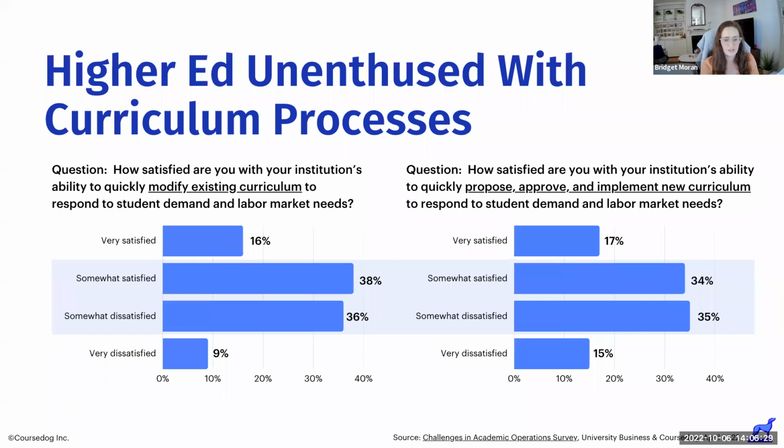Very few institutions are very satisfied with their abilities to manage either of these processes. Rather, 7 out of 10 institutions reported that they were either somewhat satisfied or somewhat dissatisfied with these processes. While very few institutions reported that they were very unsatisfied, I think we have to ask ourselves, can we afford to really be running processes that only somewhat meet our needs and our ability to serve students?